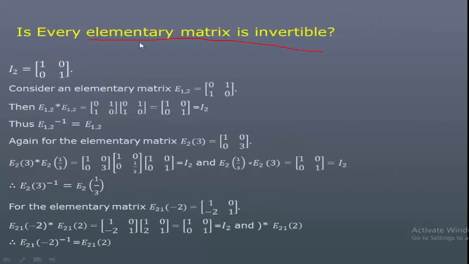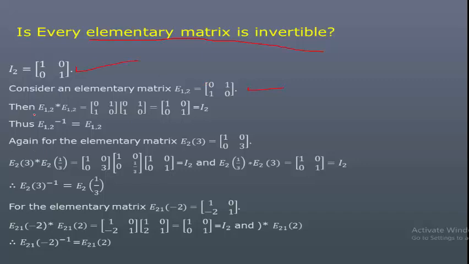Next, is an elementary matrix invertible? That is, does the inverse of an elementary matrix exist? See here an example. First we consider an example. Consider the matrix E12, obtained by interchanging the first and second row of this I2. So we get this matrix.